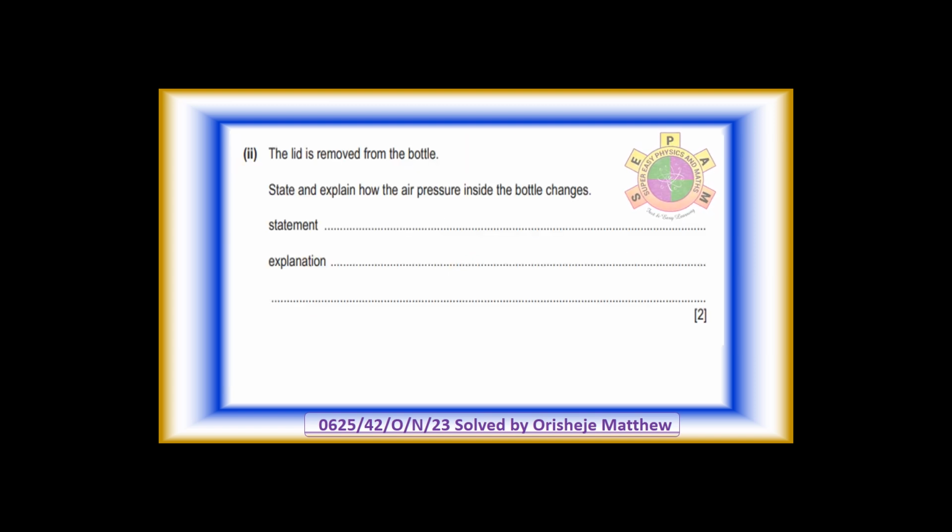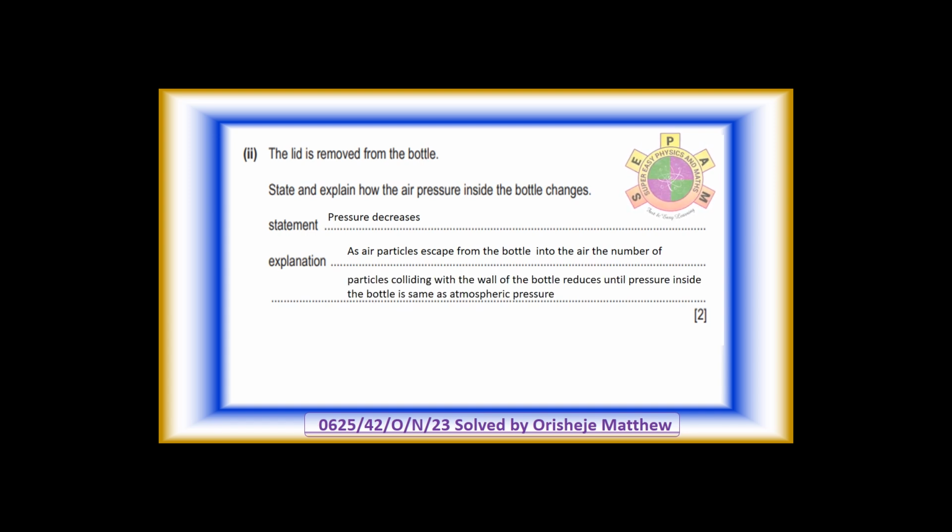2. The lid is removed from the bottle. State and explain how the air pressure inside the bottle changes. Statement: pressure in the bottle decreases. Explanation: as air particles escape from the bottle into the air, the number of particles colliding with the wall of the bottle reduces until pressure inside the bottle is same as atmospheric pressure.